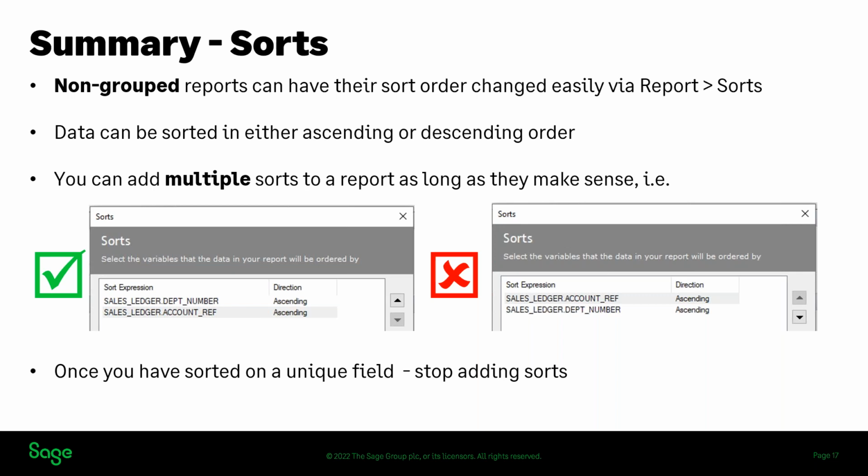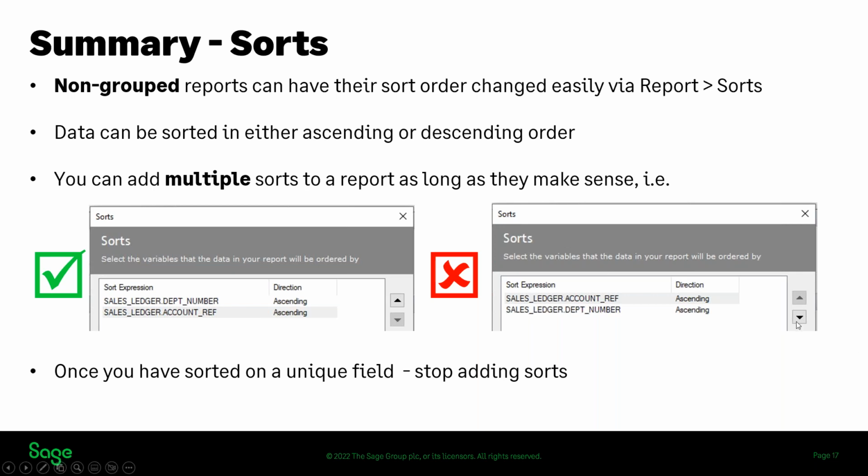So again, for example, the account ref is always the unique field for customer, supplier, nominal record data, etc. If you're reporting on transactions, TRAN number is the unique field for transaction data. So if you're sorting on TRAN number, it's pointless sorting on anything after that because it's unique.